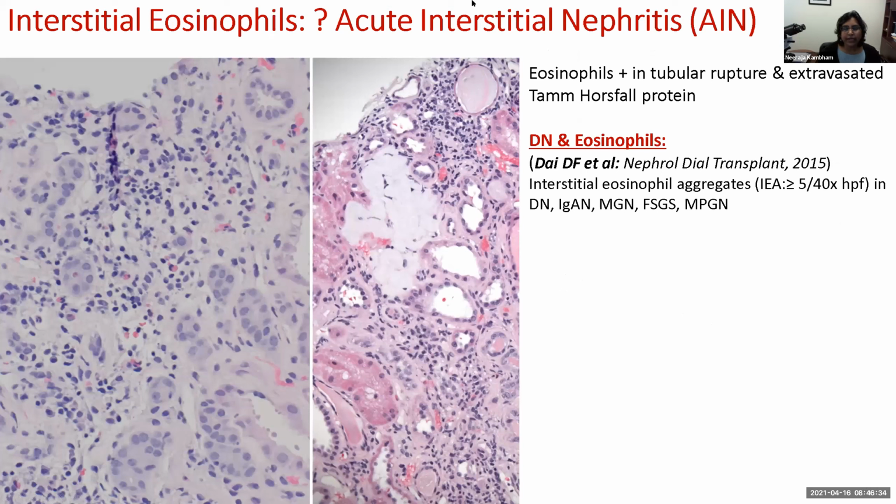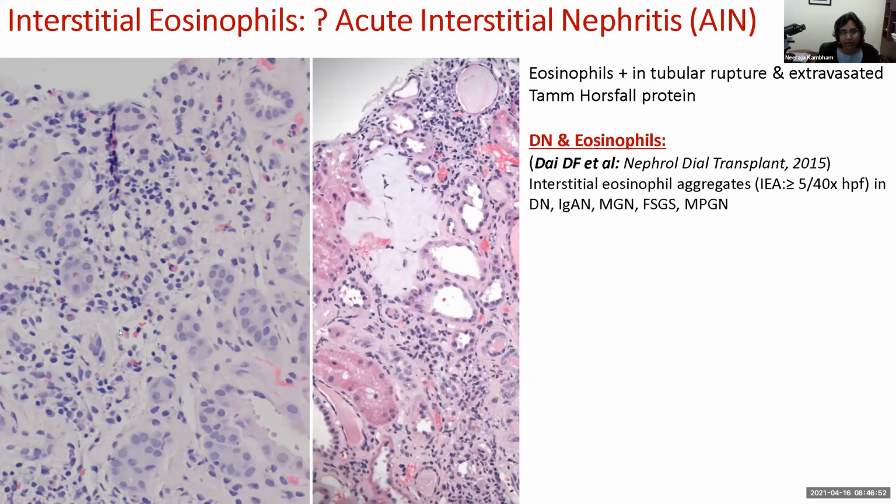And occasionally you can see interstitial neutrophils and eosinophils here. These are the interstitial areas with these bright cells, these are interstitial eosinophils, and they're not always associated with drug-induced interstitial nephritis. It's not a drug allergy.